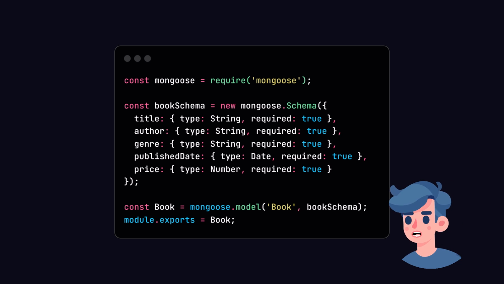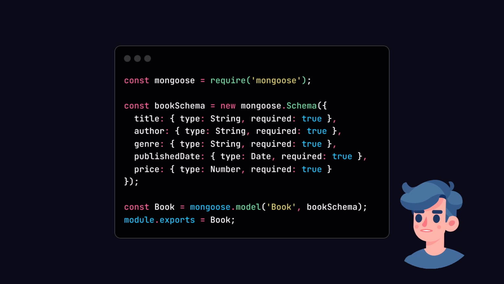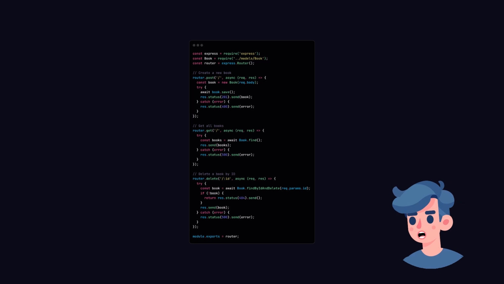Create a new directory called models, and inside that, create a file named book.js. Here's how to define a book model using Mongoose. This schema represents the book structure we will be using in our application.